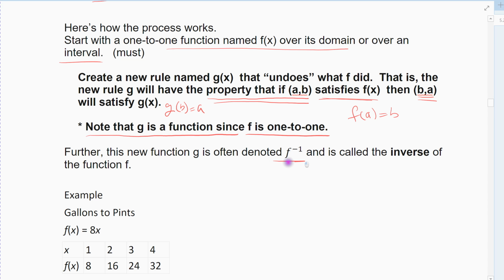And so we give this new notation. g of x is the inverse, and we're going to say the inverse is f inverse. This function notation doesn't mean the negative exponent. It doesn't mean 1 over f. It means inverse. So just make sure you're careful with that. It doesn't mean 1 over f of x. It means it's the inverse of f of x, the opposite of what f of x is.